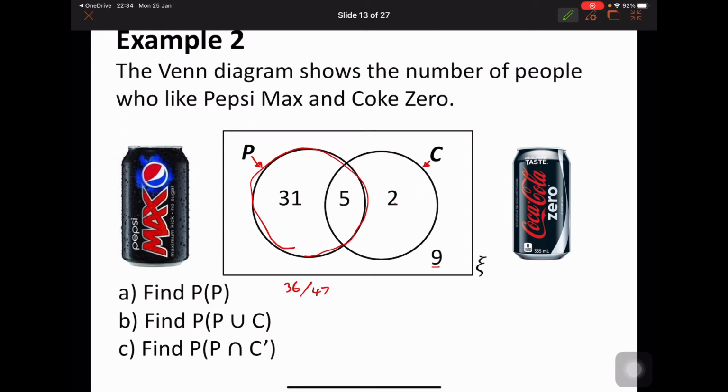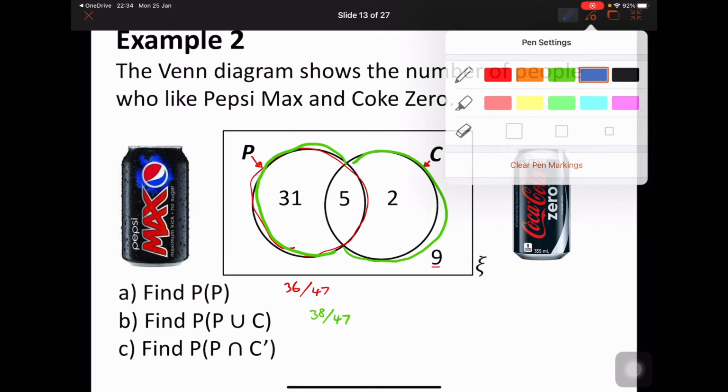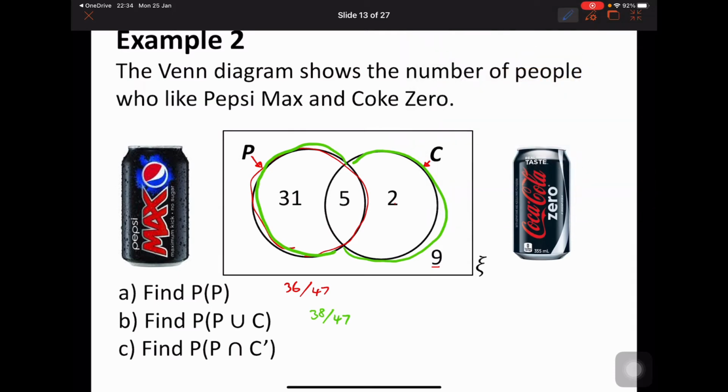So P union C means P or C. So I'm going to draw a region which represents that. 36 plus 2 is 38, so 38 over 47. Then we have P and not C. So this is P, right? And it cannot be C, so we cannot highlight the intersection. So this is the intersection. We cannot highlight it. So it's just 31 out of 47.